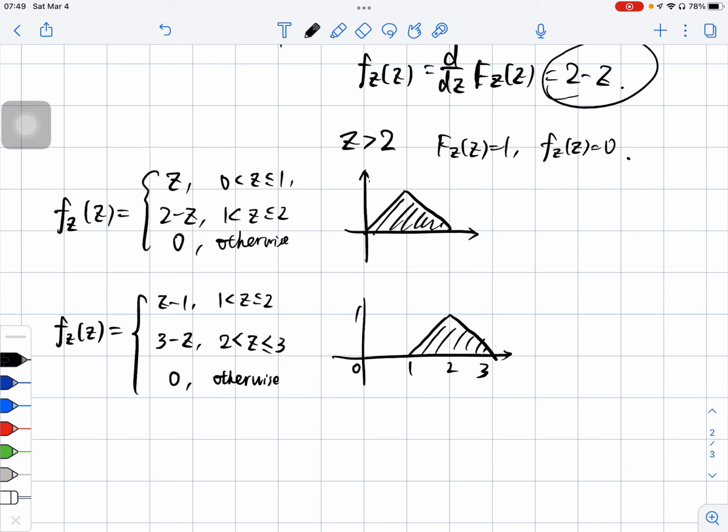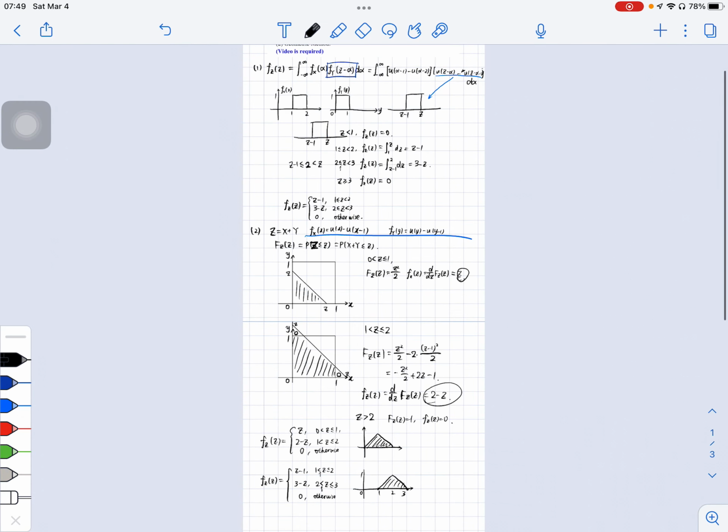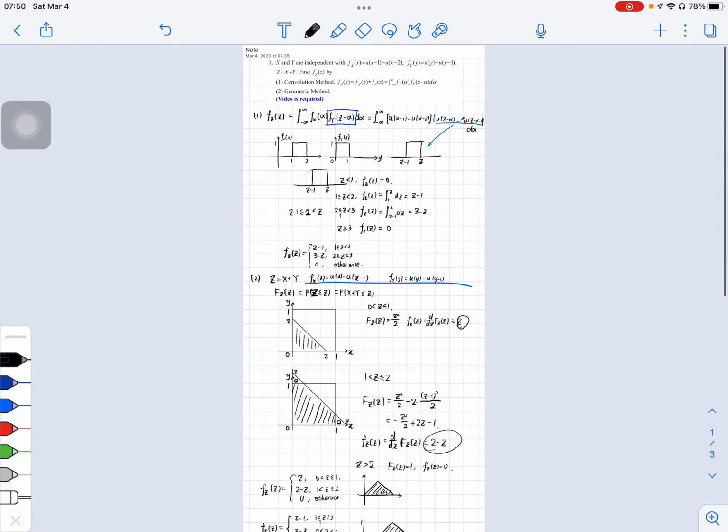Just ignore the difference of this signal because we all know that at 1 and 3, the values are both 0. That's all for this problem. Thank you for listening.